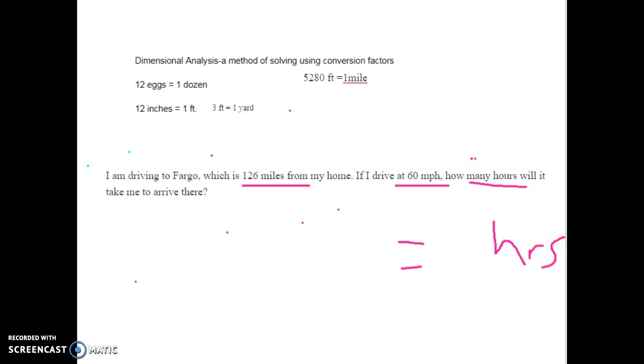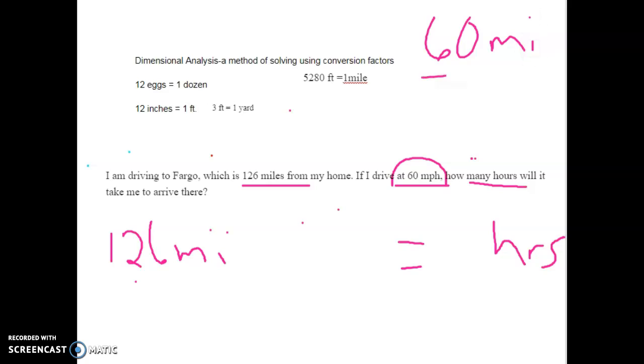I'm driving at a speed of 60 miles per hour. I'm driving a total distance of 126 miles, and I want to know how long it is going to take me to get there. So I will start with 126 miles. I don't really have an equality in there. What I do have is this 60 miles per hour. 60 miles per hour really means you're going to go 60 miles in 1 hour. So that actually is our conversion factor.